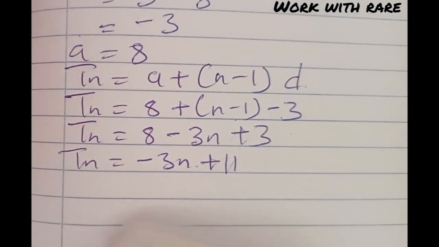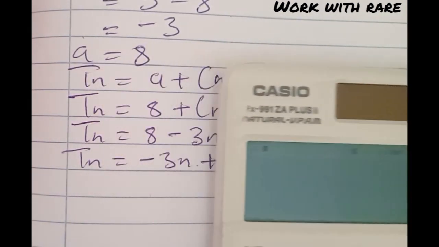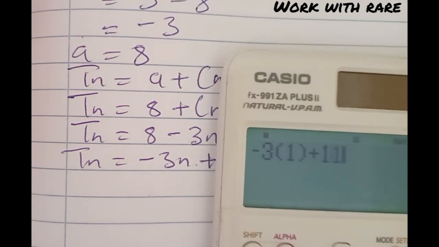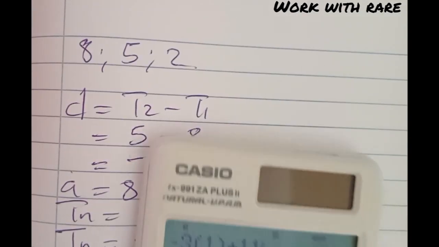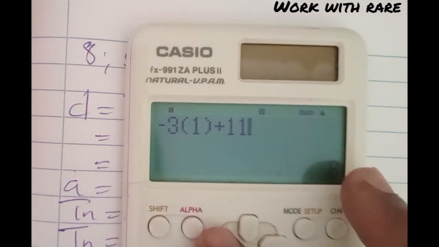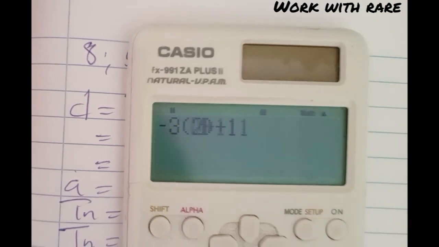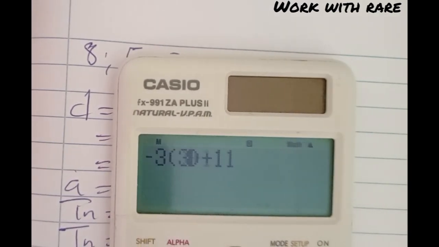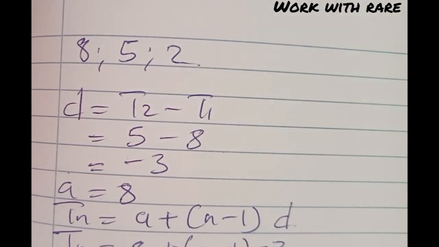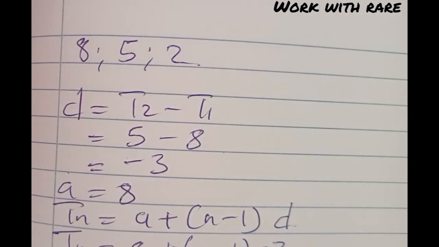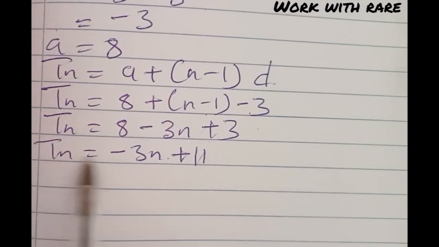So this is our nth term for that sequence. If you test it like I did with the first one, where you see n, you open brackets. So we have -3, open brackets, first term, plus 11. Let's see if it will give us 8. You see, it's 8. For the second term, it's 5. And if you test for the third term, you substitute 3, which gives 2. So our nth term is correct. This is our nth term.